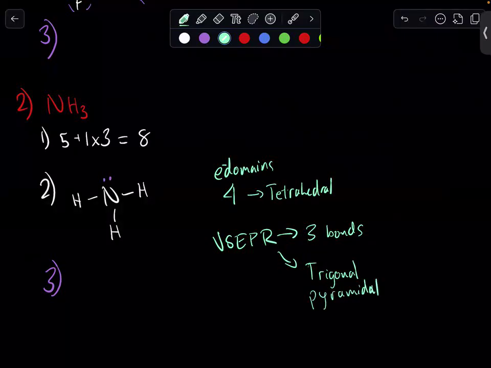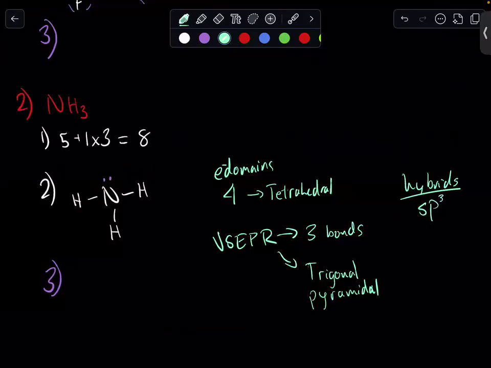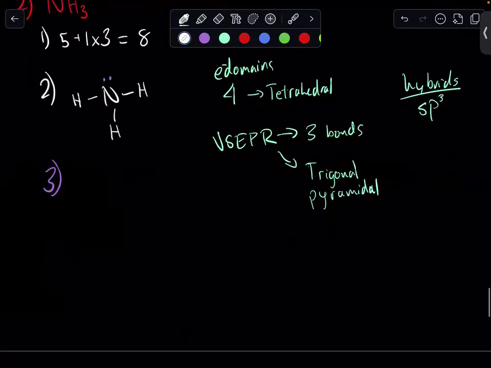Now, for our hybrids, we only care about the domains, and we have 4 domains. Therefore, this is going to be sp3 hybridization. So that is our answer. This is how we figure this out. So that's pretty much all there really is to figuring out hybridization. There's just a few other aspects that we have to understand it in.